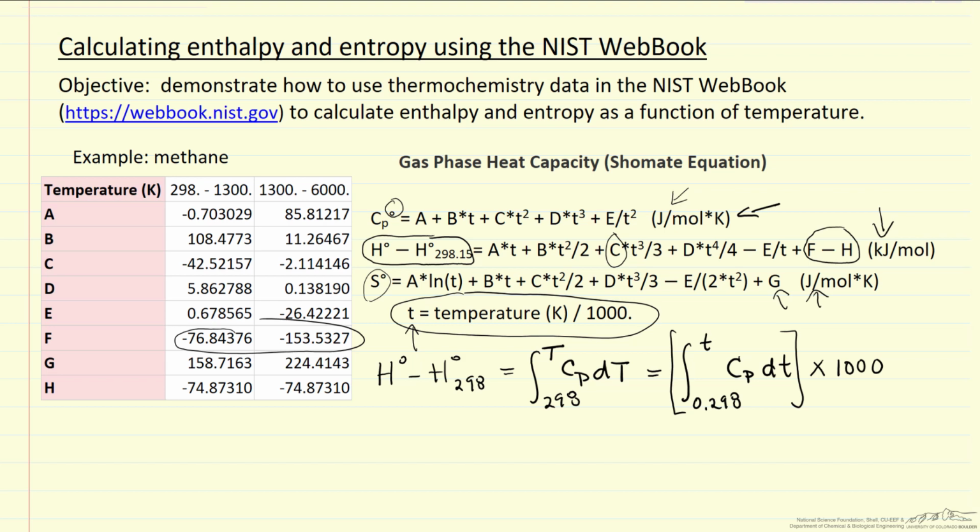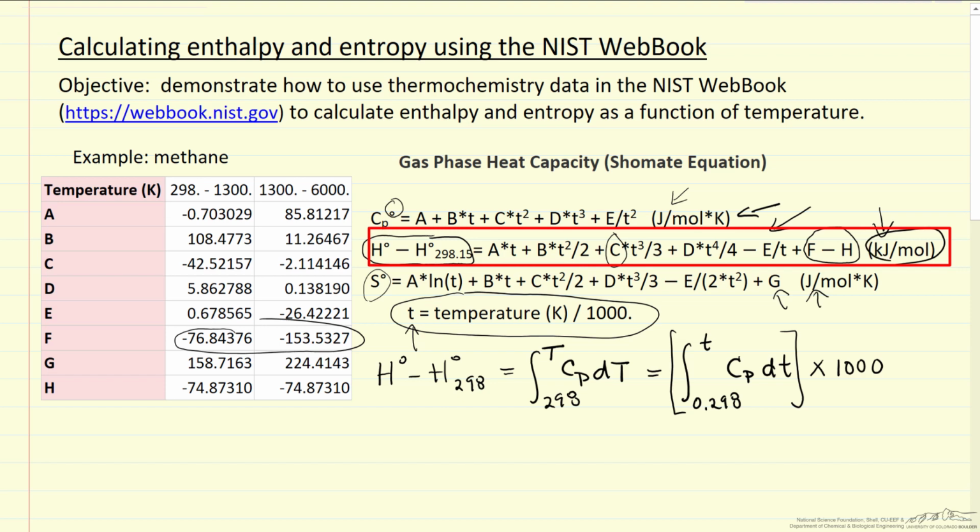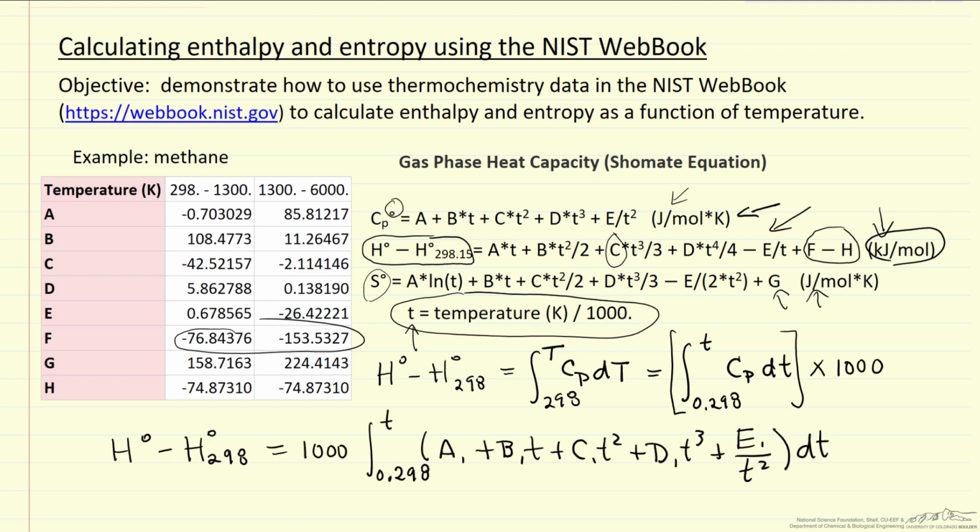And then what we've done is that's incorporated into the calculations in the WebBook. So if you use this equation, you'll get an answer in kilojoules because it's taken into account. And then what this integration looks like, you should note that I'm using A1, B1, C1, etc., because that corresponds to the parameters in this first column of numbers, right? Because if we're at a temperature between 298 and 1300, this is how we do the calculation.